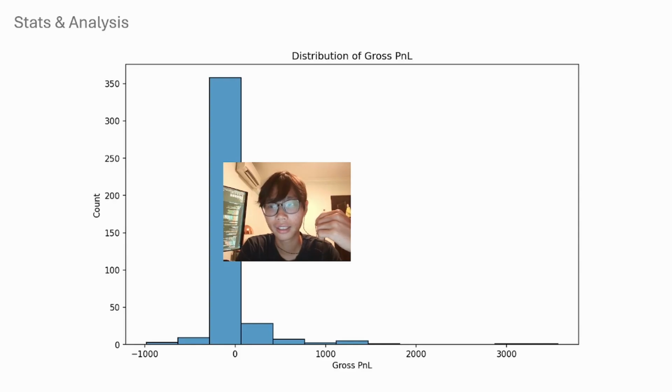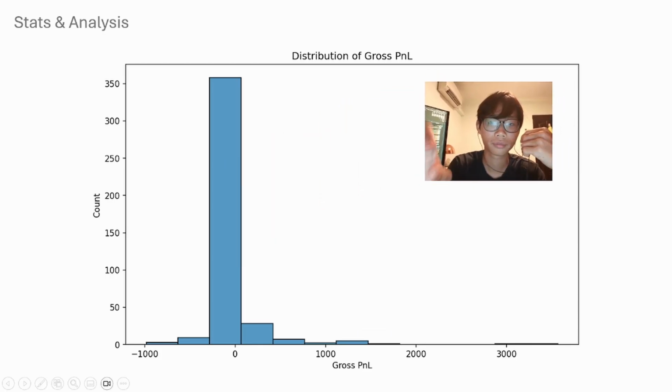Alright, let's look at the stats and analyze. So you can see here, obviously, this was what I mentioned earlier. Can you see? Please tell me you can see it. I'm not blocking the screen. Okay. You can see most of it lies below the 0 mark. So most of them are actually negative. And there's only a few handful, and there's some outliers here.